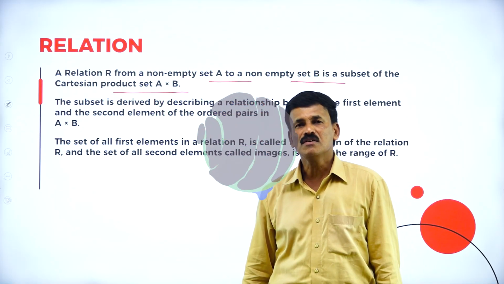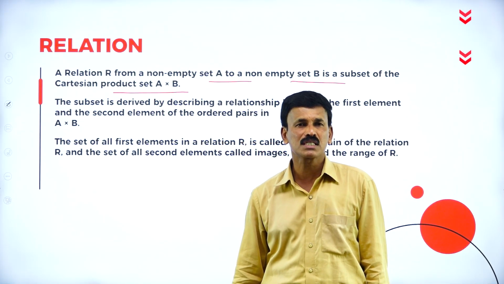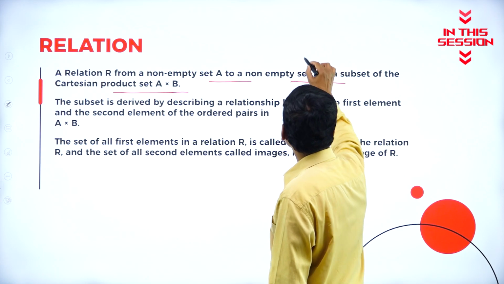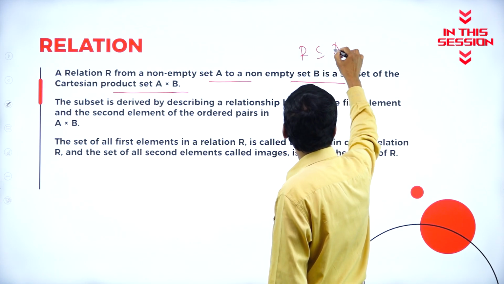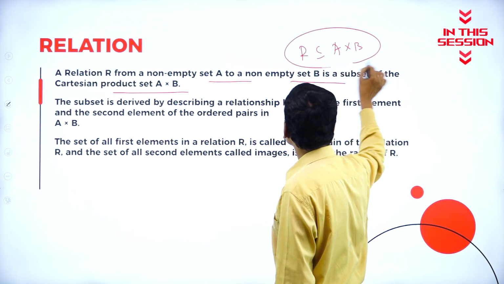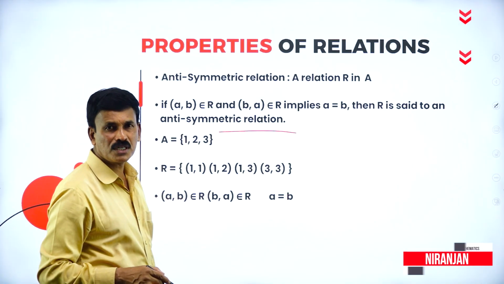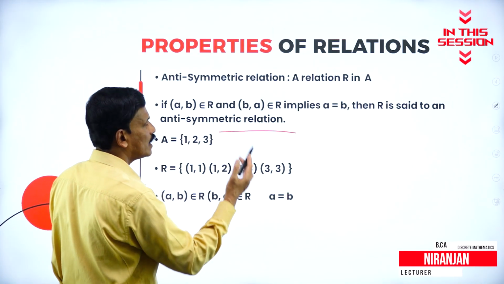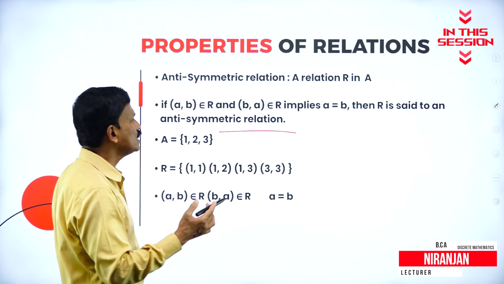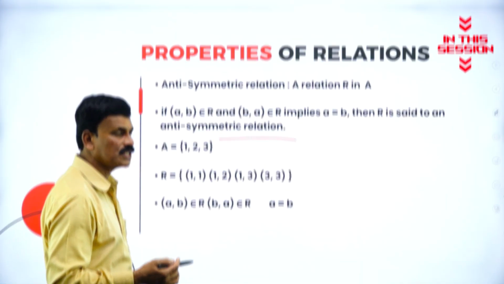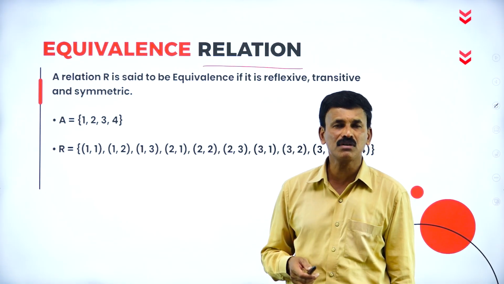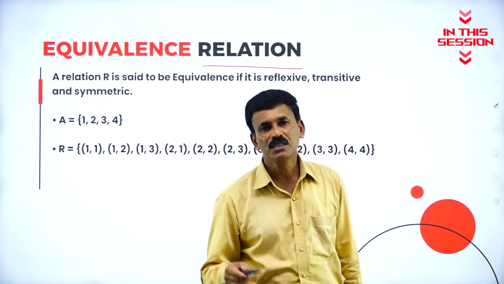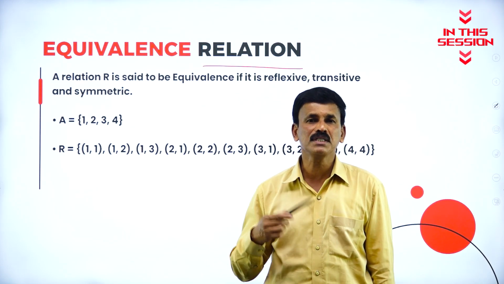A relation from set A to set B is a subset of A cross B. So R is a subset of A cross B. That's it. If (a, b) belongs to R and (b, a) belongs to R and a is equal to b, then it is called an anti-symmetric relation. A relation R on a set A is called an equivalence relation if it is reflexive, symmetric and transitive.